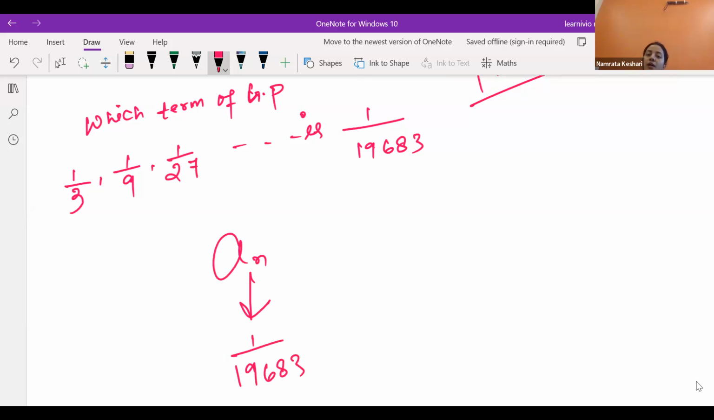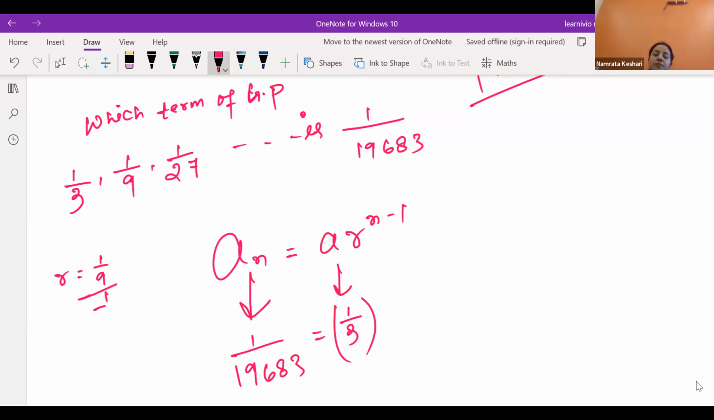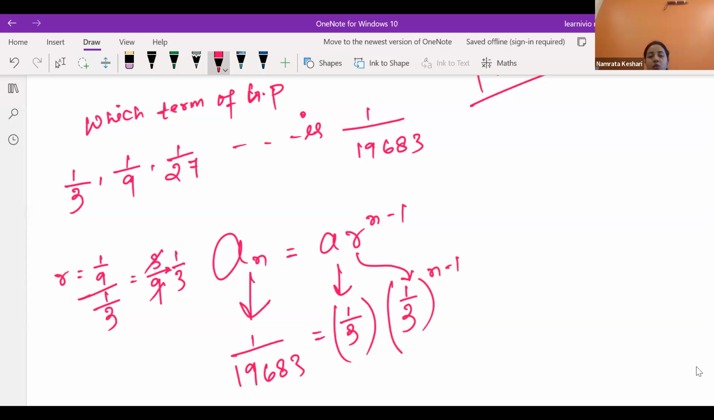We will use the formula a r to the power n minus 1. a is 1 by 3. R, we need to find r. 1 by 9 divided by 1 by 3. That means 3 by 9, that means 1 by 3. Right, Nabeela? Yes, ma'am. So r is also 1 by 3. N minus 1, still we need to find the n value.